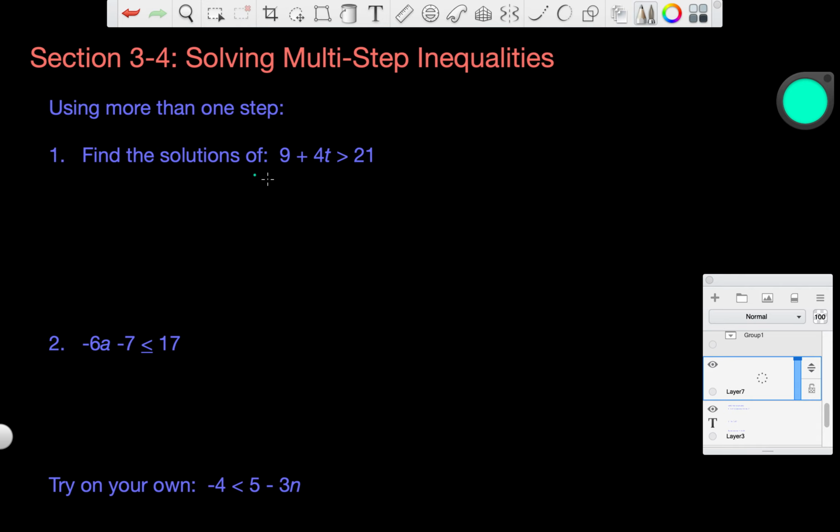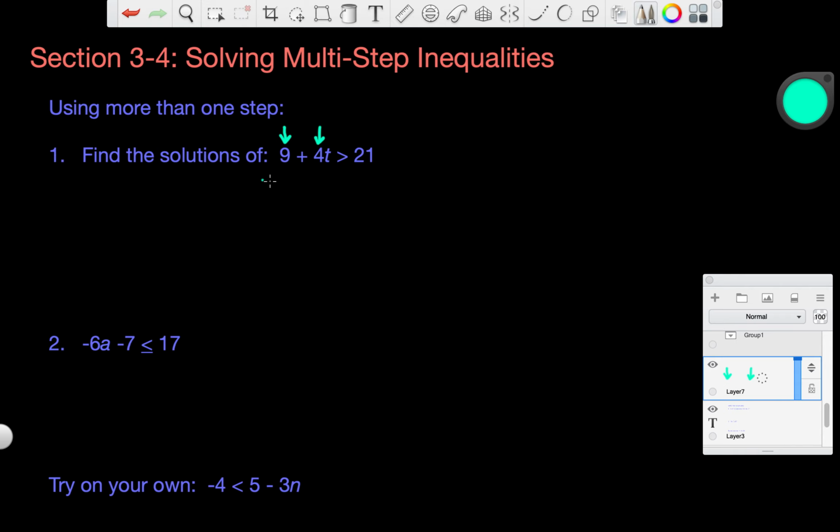So our first inequality is 9 plus 4t is greater than 21. So what I like to do is look at where my variable is. It's on the left-hand side of my inequality symbol, but I have two terms. I have this 4t and I have this 9. Now, at some point, both of these numbers need to move to the other side, but I need to move the one that's furthest away from my t first. So that means my 9.